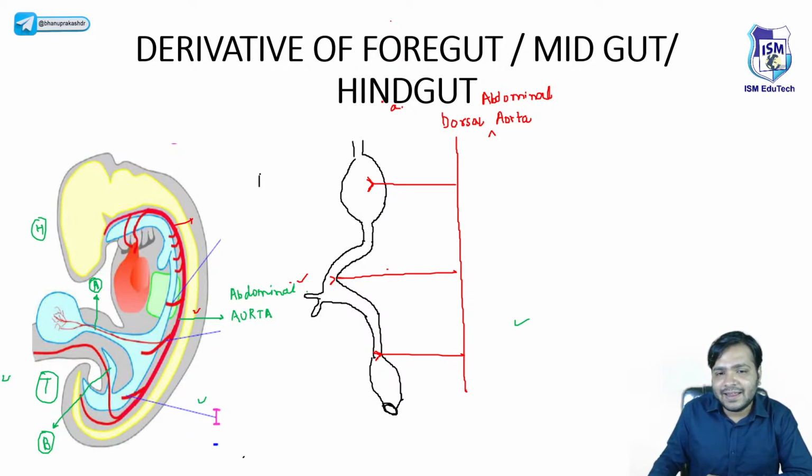नहीं नहीं, ये दूसरे का बोल रहे हो तुम अनुष्का, ये बेटा दूसरे वाले का बोल रही हो। This is the foregut, midgut, and then we have the hindgut.